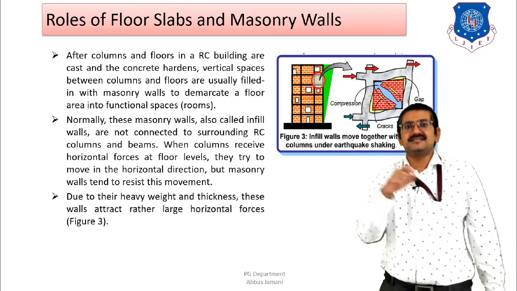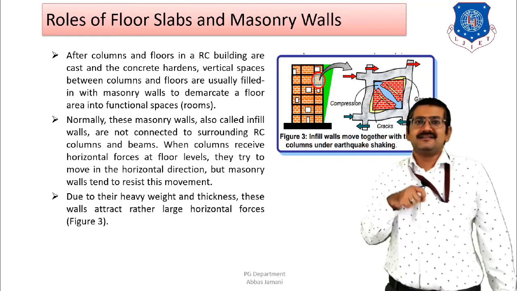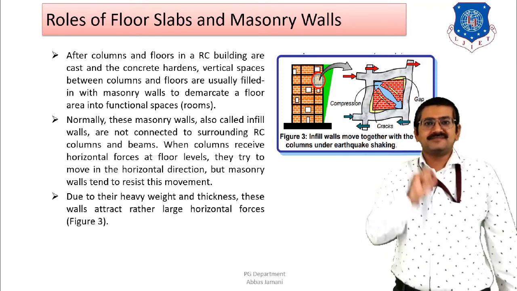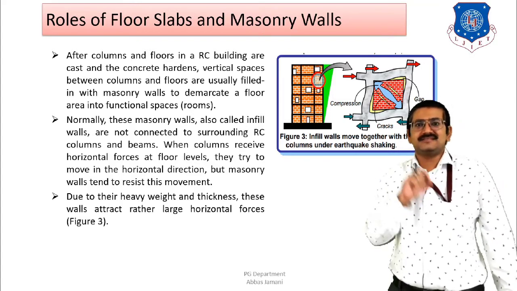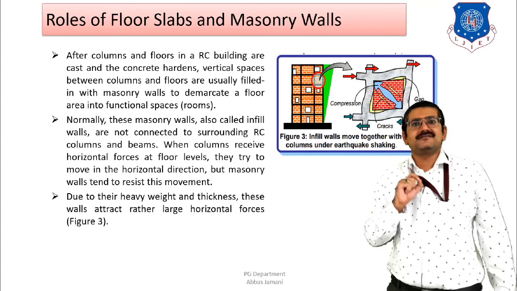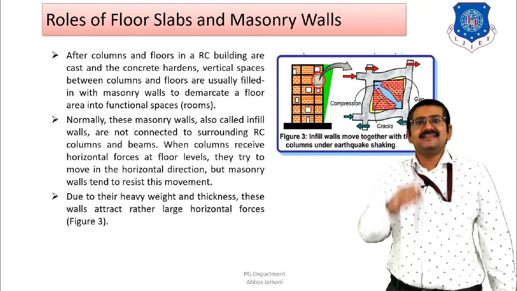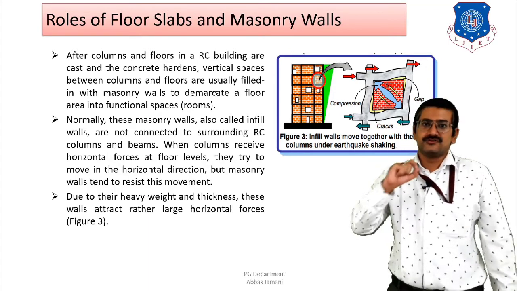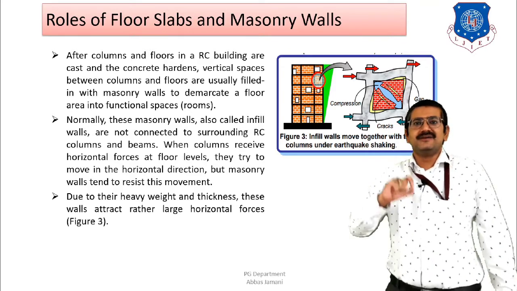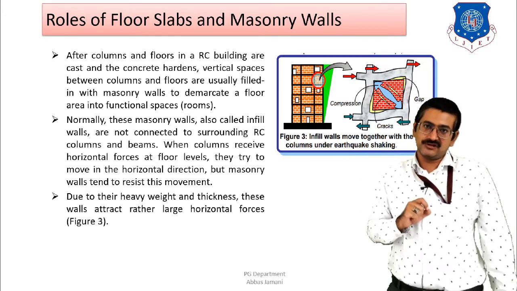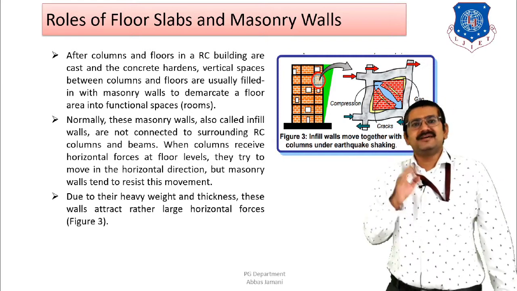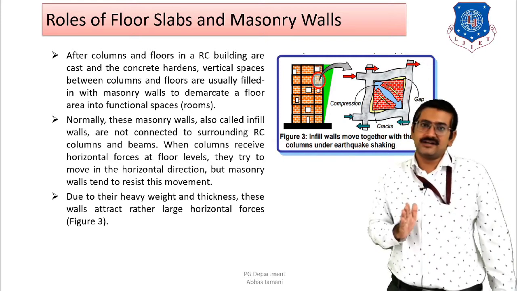Why? Because the sequence of construction is such that first the columns are done, then the beam and the slab are casted. Once the beam and the slab are casted and the columns have achieved sufficient strength, then the vertical space between the two floors, or the vertical space between the two slabs, is filled by means of these masonry walls. And these masonry walls may be planned according to the functional utility of the building.